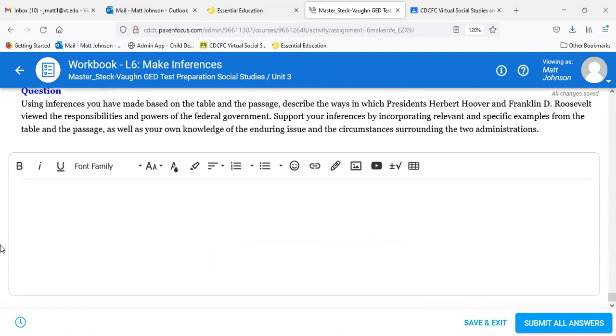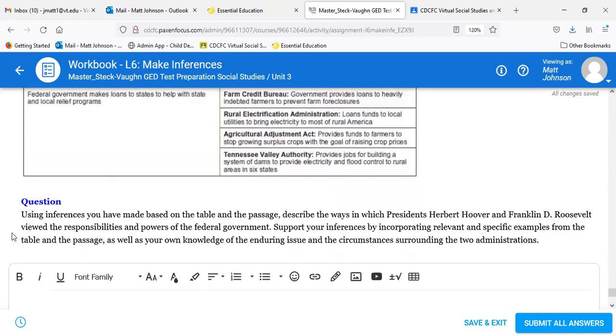So I'm going to read through this. We're going to have a little writing exercise here at the end. What this is going to be about is using inferences you have made based on the table and the passage. Describe the ways in which Presidents Herbert Hoover and Franklin D. Roosevelt viewed the responsibility and powers of the federal government. Support your inferences by incorporating relevant and specific examples from the table and the passage, as well as your own knowledge of the enduring issue and the circumstances surrounding the two administrations.